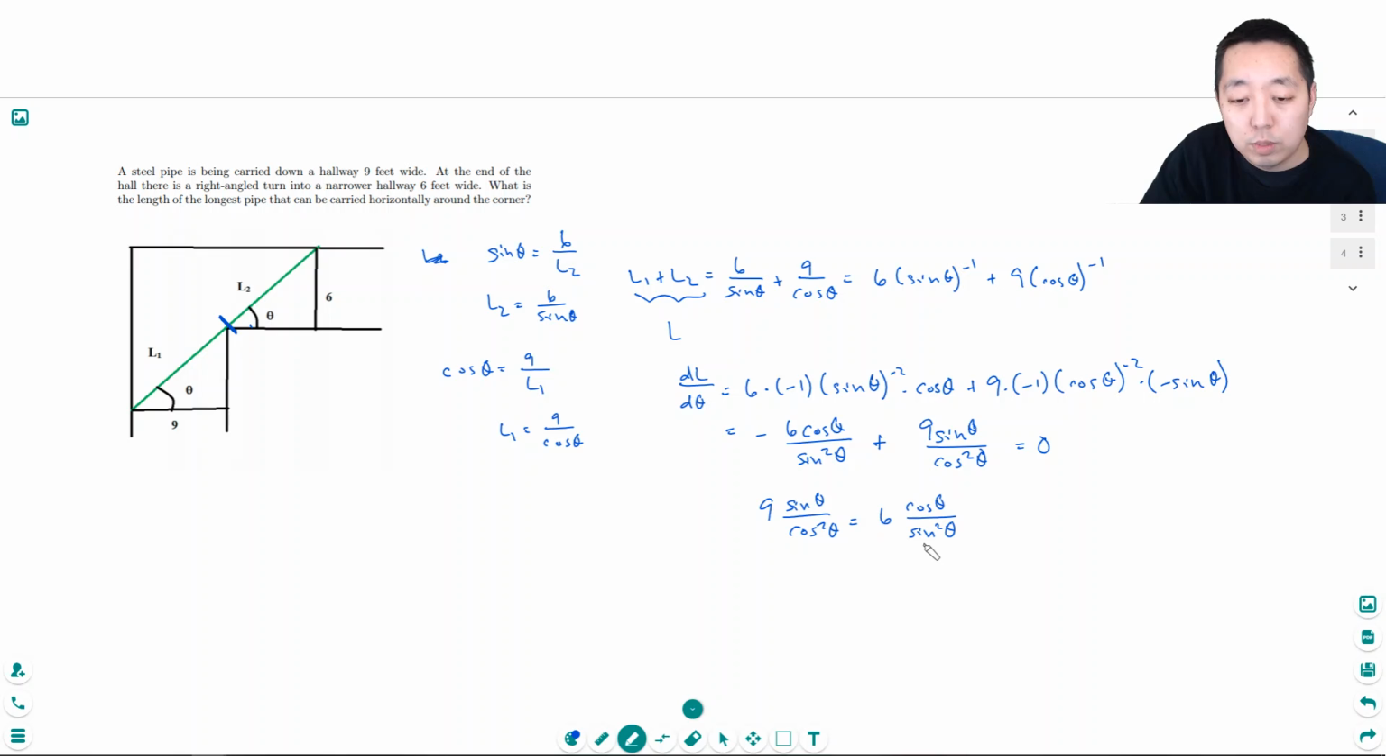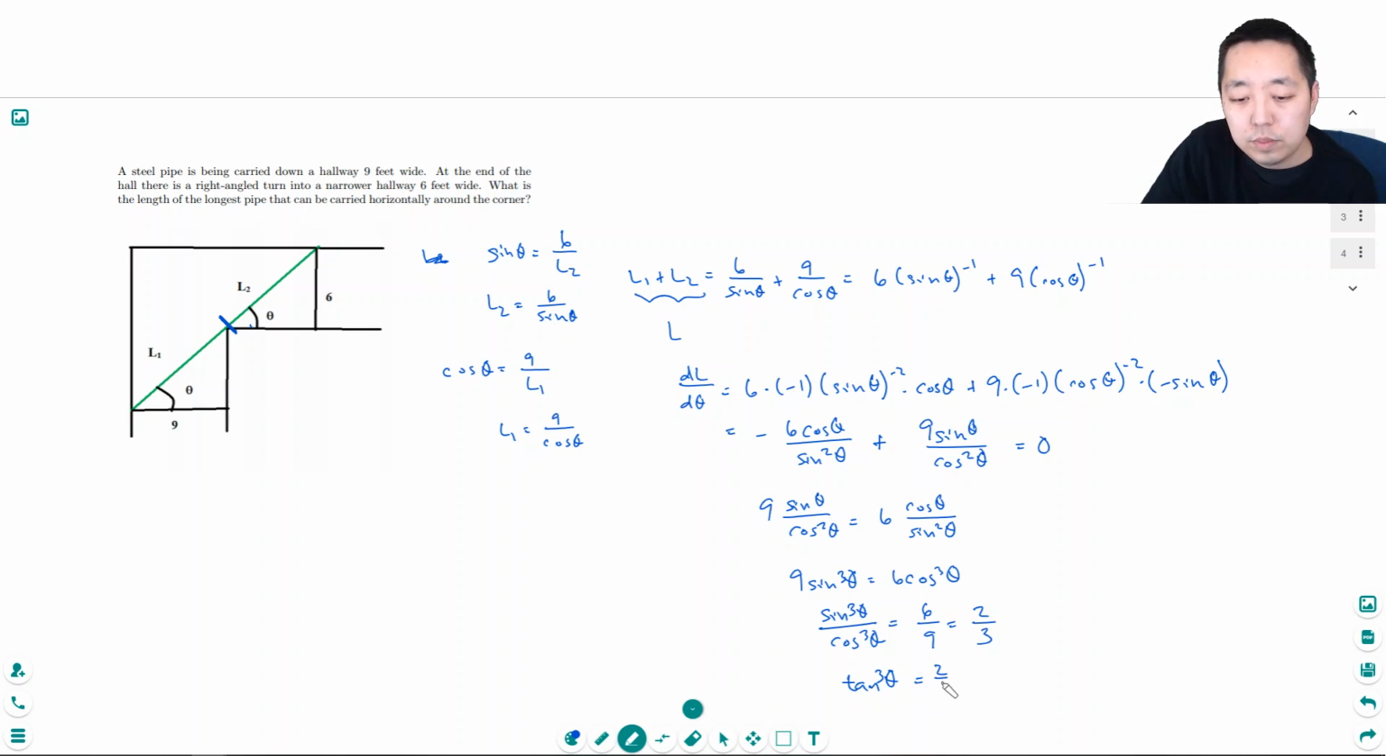I can cross multiply the sine squared and the cosine squared, so I get 9 sine cubed theta is equal to 6 cosine cubed theta. And then I divide by cosine cubed, so I get sine cubed theta over cosine cubed theta is equal to 6 over 9, because I bring the 9 over to this side, which is 2 over 3. And this is just simply tangent cubed.